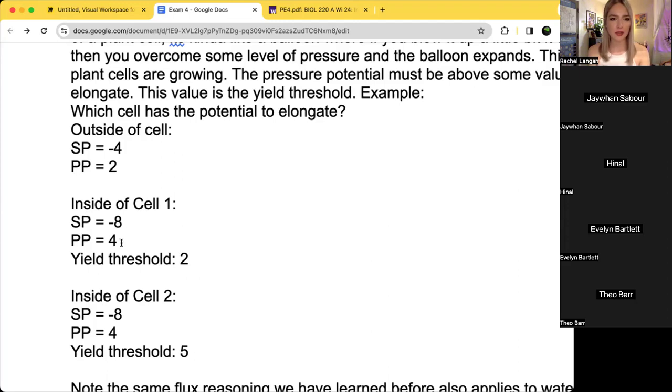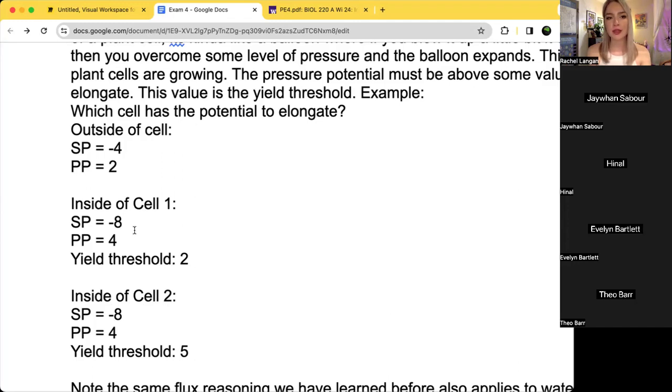So here, if I look at cell one, I know that the pressure inside the cell is above the yield threshold. So as far as that's going, that should allow it to elongate. Now I just need to make sure the water potential is pointed inward. If I look at cell two, the pressure potential is below the yield threshold. So I really don't even have to calculate the water potential, because even if water wants to go into cell two, it's not going to elongate because its pressure potential is below the yield threshold. So I can already say cell two is not going to elongate. Why? The yield threshold's not met.